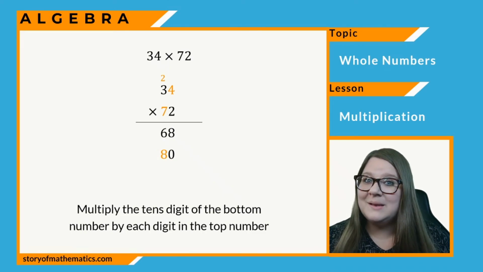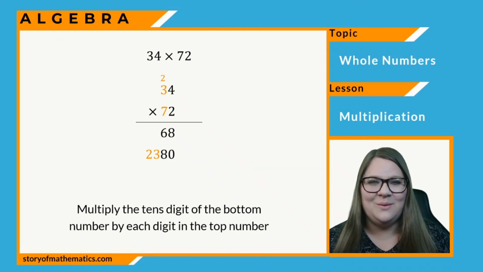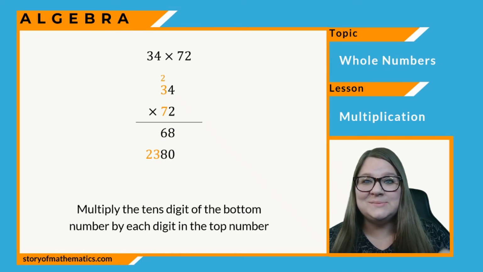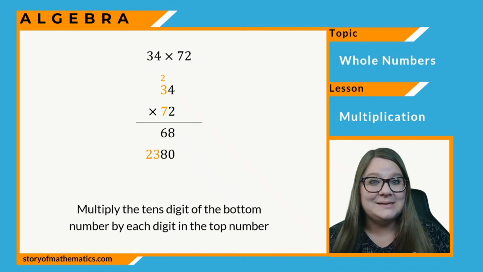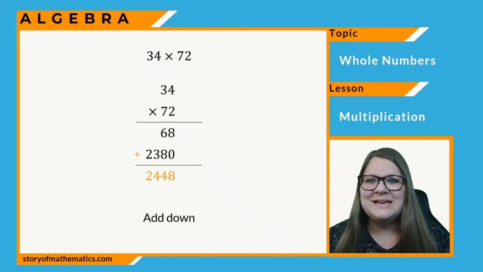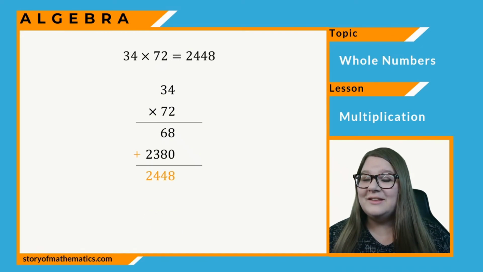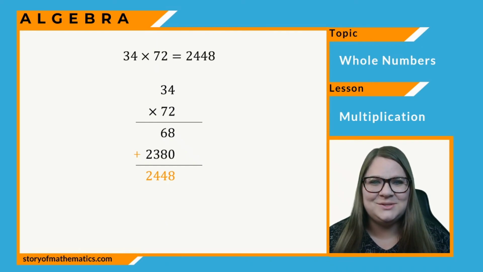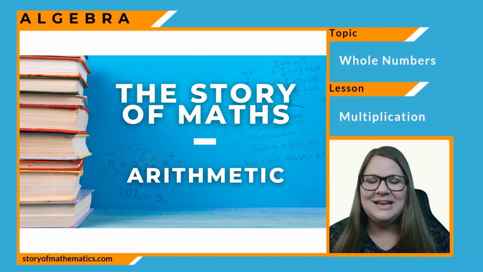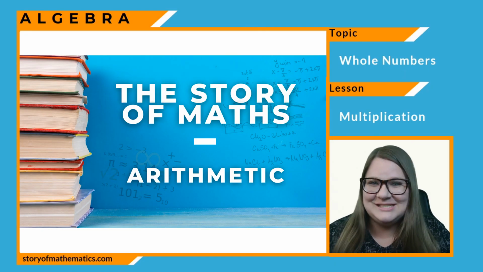Because now I'm going to do 7 times 3 is 21. And I add that 2 that was already there, which gives me 23. And that's what I now write down below. Now I'm going to add down my two values, which gives me 2,448. So my final answer is 34 times 72 equals 2,448. And that's how you multiply two-digit numbers.